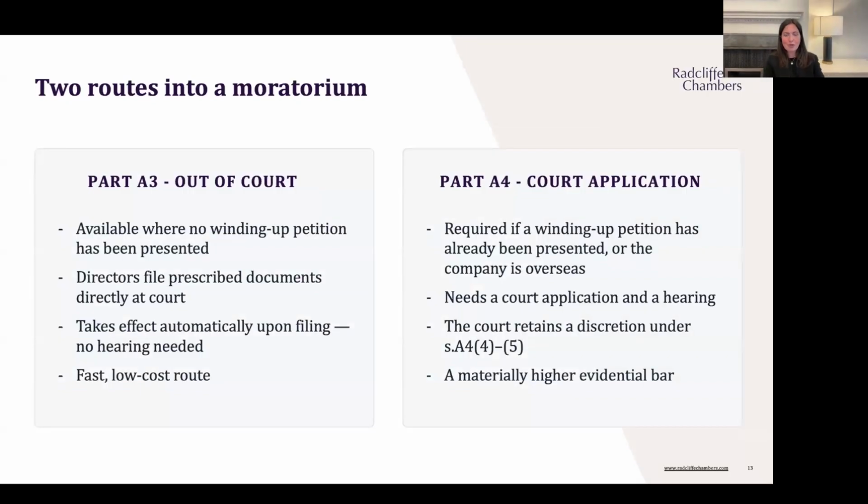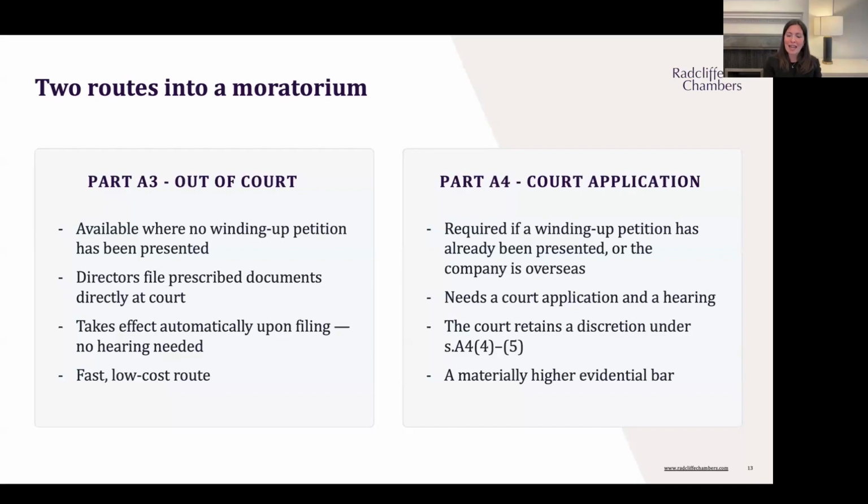They've alluded to this several times already. There are two routes into a moratorium. The first is through Part A, section, that should say A3, which is an out-of-court appointment. That is available where there's no winding up petition and where all of the other eligibility criteria that I've mentioned already have been met. They take effect automatically on filing when directors file prescribed documents at court.